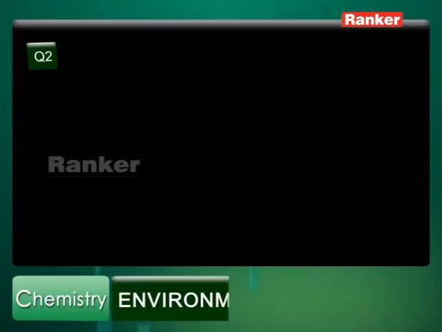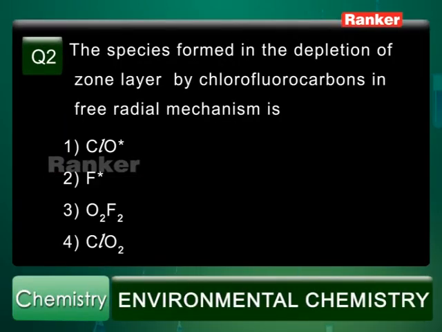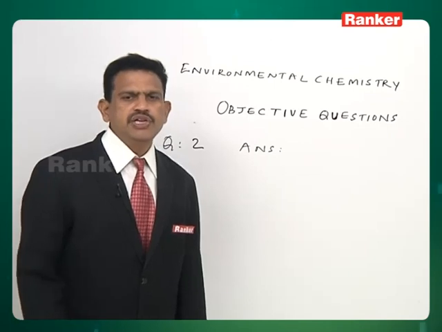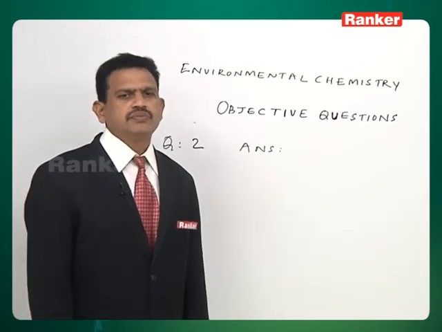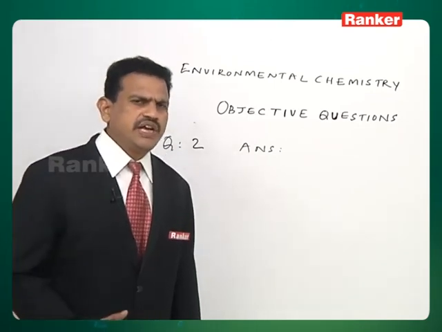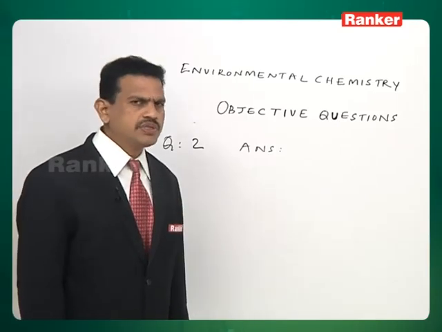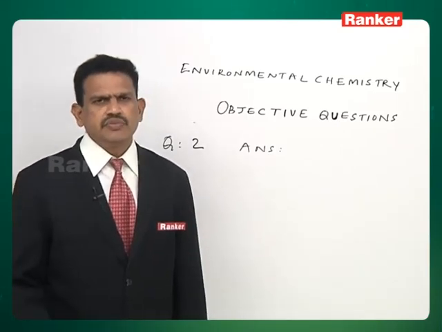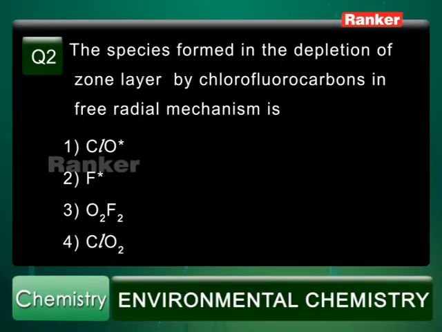Question number 2. The species formed in the depletion of the ozone layer by chlorofluorocarbons in free radical mechanism is: options 1. ClO free radical, 2. Fluorine free radical, 3. O2F2, 4. ClO2. Due to depletion of the ozone layer, the chlorofluorocarbons attack ozone and form Cl free radical or ClO free radical. So we can go for option 1 for this question.